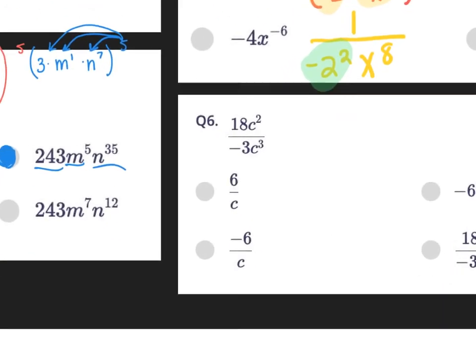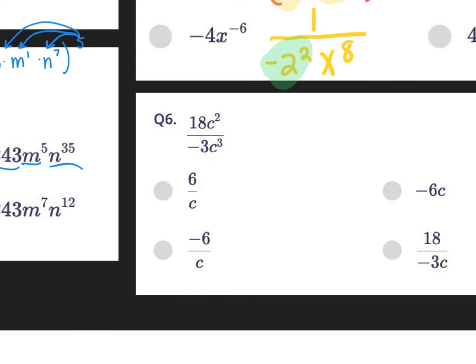On the bottom, we have 18 times c to the 2nd divided by negative 3 times c to the 3rd. I'm just going to divide my numbers first. 18 divided by negative 3 is negative 6. Then we have c to the 2nd divided by c to the 3rd, so we're just going to subtract. This becomes c to the negative 1st.